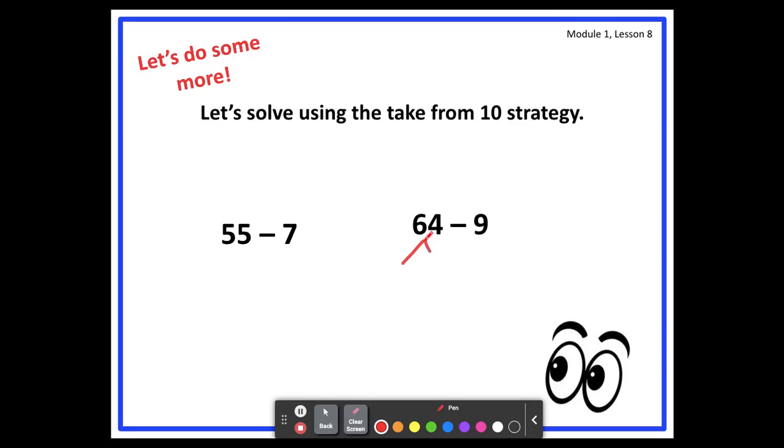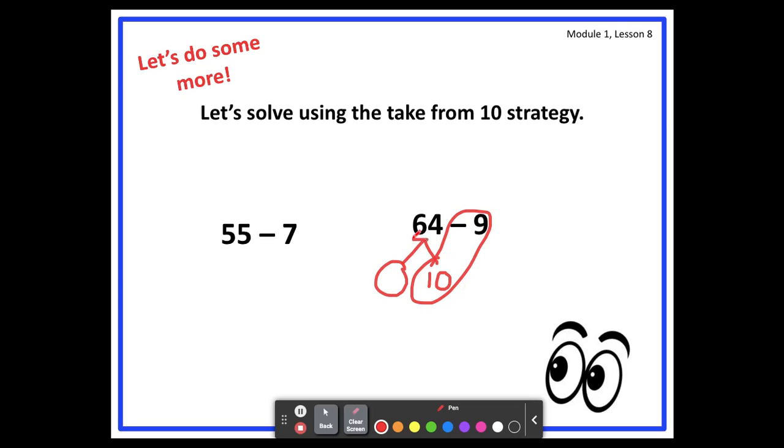Remember, the take from 10 strategy means that one of our parts, when we decompose 64, will be a 10. And we want to place it on the right. That way we can see that 10 minus 9, we're going to subtract first. But before that, we want to make sure we include our other number part. We cannot forget that part.